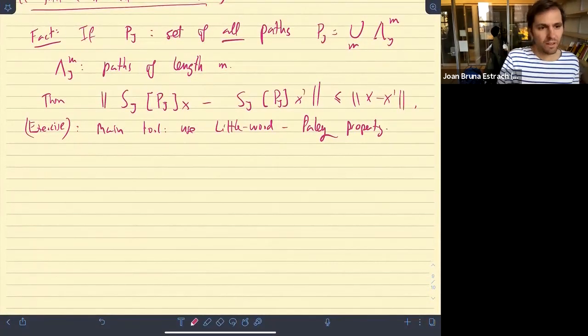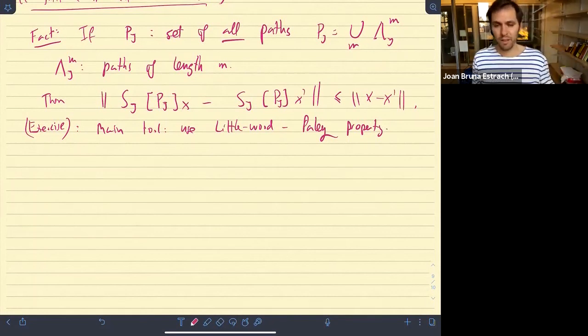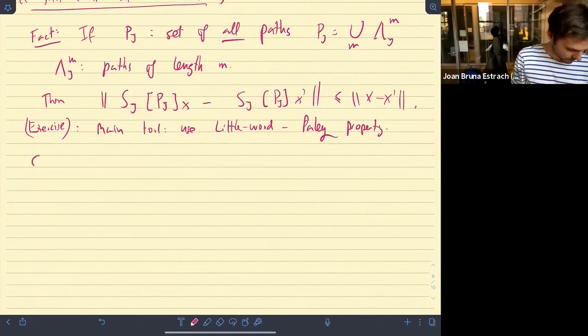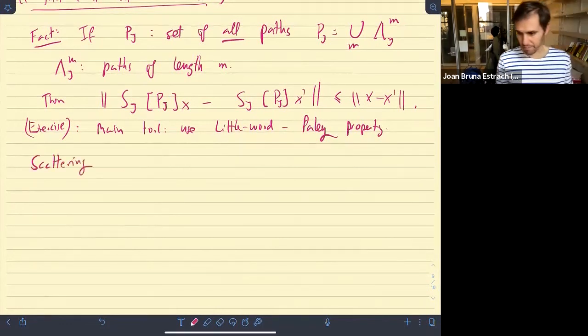And there's something even more interesting. Not only the fact that this scattering representation defines a metric that is dominated by the Euclidean metric, there's something quite interesting happening in terms of energy conservation. I was just going to mention it briefly.